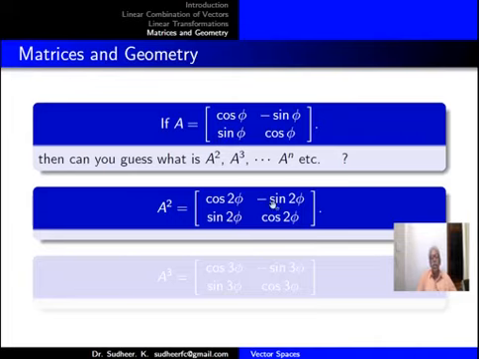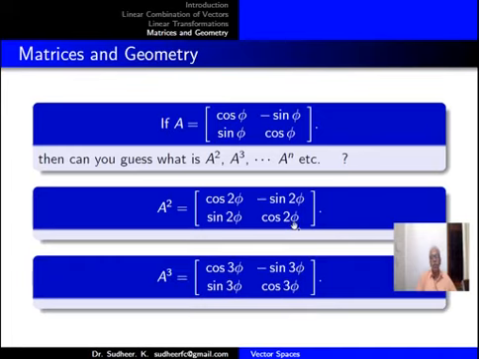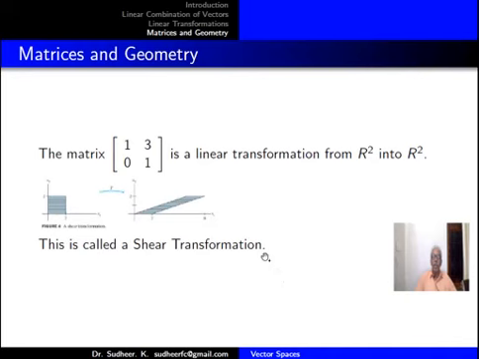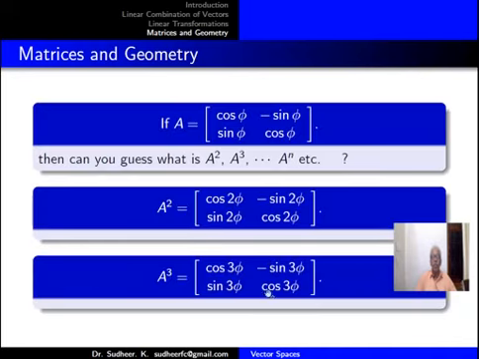And so the corresponding matrix will be cos 2 phi, minus sin 2 phi, sin 2 phi, cos 2 phi. A cubed will be cos 3 phi, minus sin 3 phi, sin 3 phi, cos 3 phi. And so A raised to n will become cos n phi, minus sin n phi, sin n phi, cos n phi.